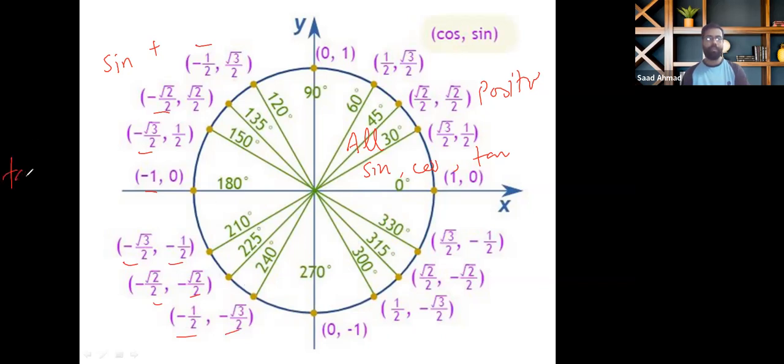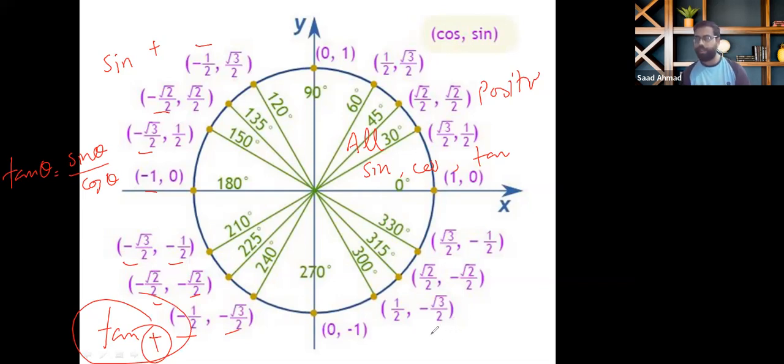The tan ratio is, so in this, when we divide a negative by a negative, we get positive. So in the third quadrant, the tan ratio is positive. And in the fourth quadrant, the cos ratio is positive. You can also see the sine represents the y. So when we are above the x-axis, the y value is positive. So the sine is positive.